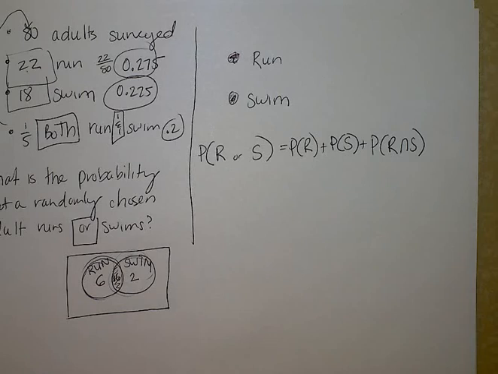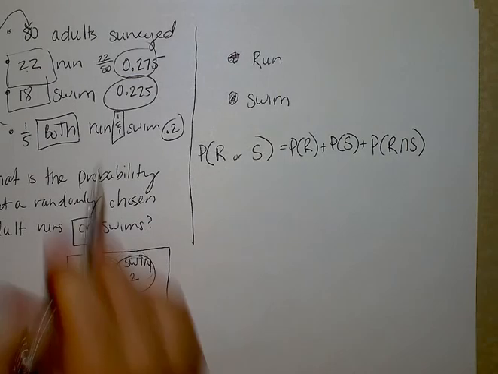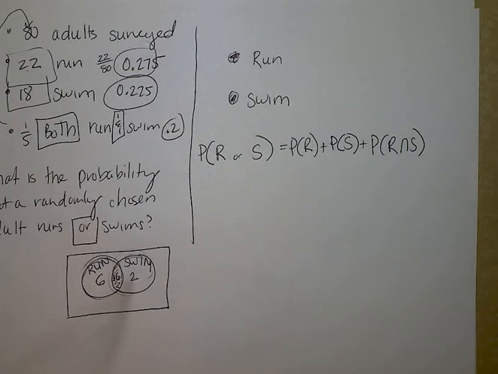Now, 80 adults were surveyed. When you take 6 plus 16 plus 2, you end up with 24. Please take 80, subtract 24, and you end up with an answer of, what is it? 56. So 56 is on the outside.